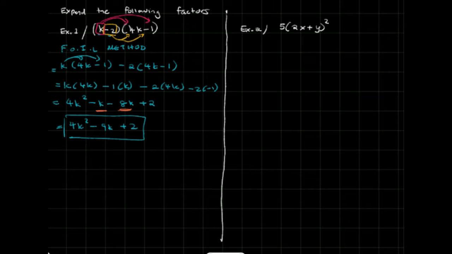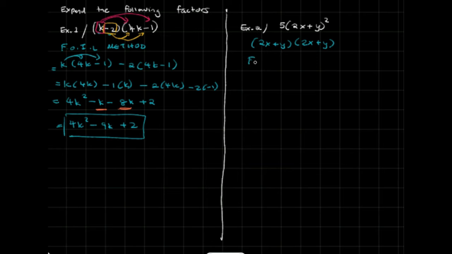If you take a look at example 2 here, once again you use the FOIL method, but you can also see that there's this 5 outside, right? So what we're going to do here is the 2x plus y squared, we're going to write this as 2x plus y times 2x plus y. Okay, so if we look at this, what we can do now is use the FOIL method.